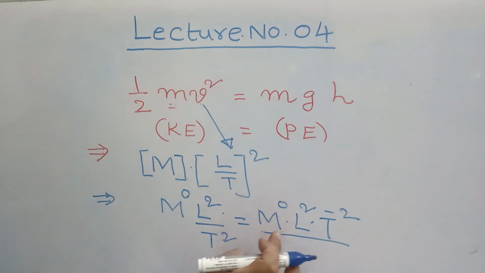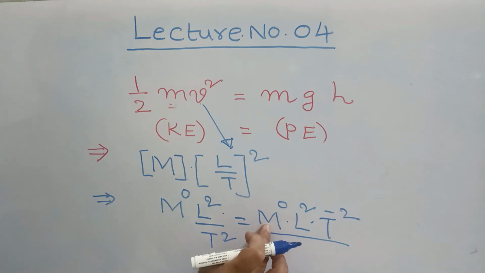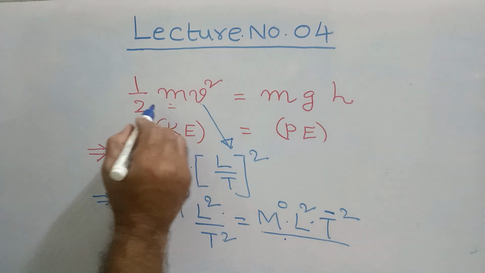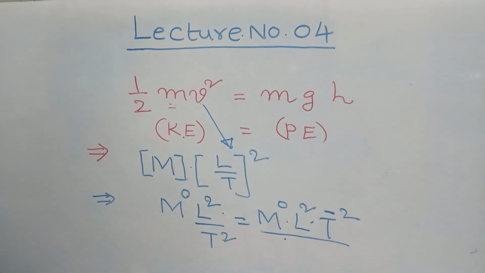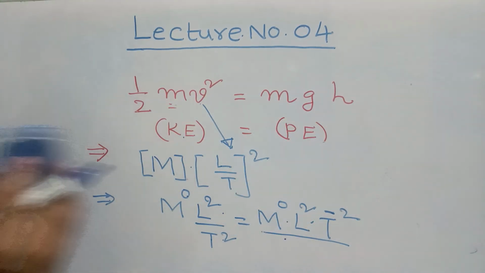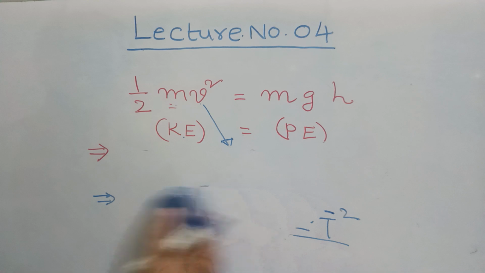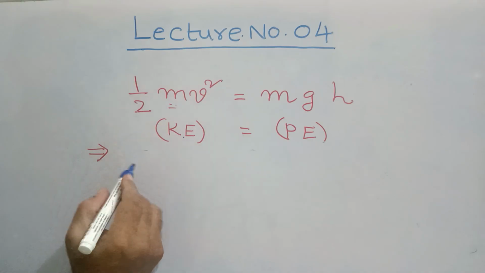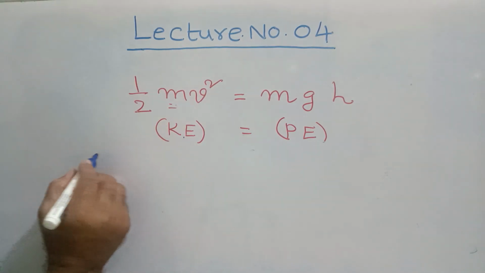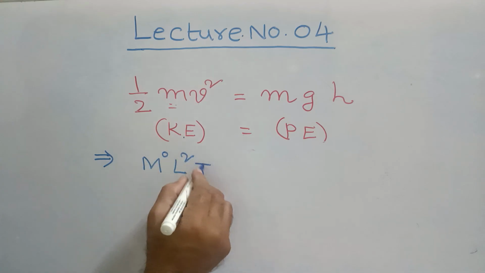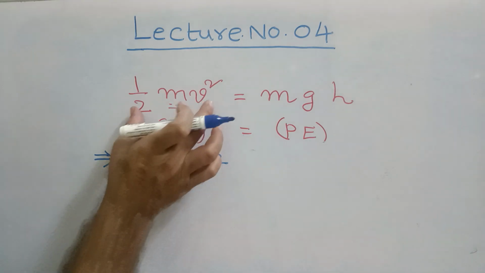Therefore, on the left hand side, you will get m power 0, L square, and t power minus 2. Right? This is the dimension of the kinetic energy which is there on the left hand side. Similarly, you write the dimension of the right hand side part also. So for the left side, what is its dimension? It is m power 0, L square, t power minus 2. That is the dimension of the left side.